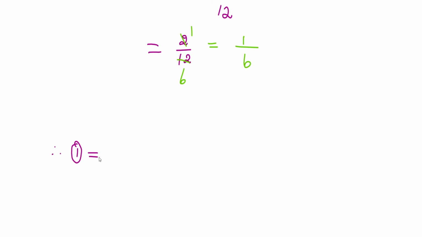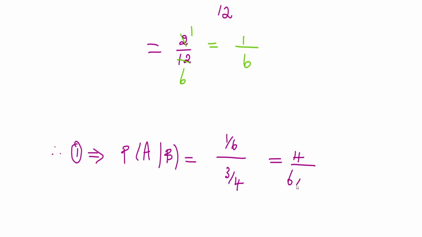Therefore equation number 1 becomes P(A|B) = P(A ∩ B) / P(B), so it is 1/6 divided by 3/4. This 6 goes to the denominator and the 4 goes to the numerator. So 4 divided by 6 into 3, and these two numbers cancel. 2 into 2 is 4 and 2 into 3 is 6. So the numerator is 2 and the denominator is 3 into 3, 9. So the first part answer is 2/9.